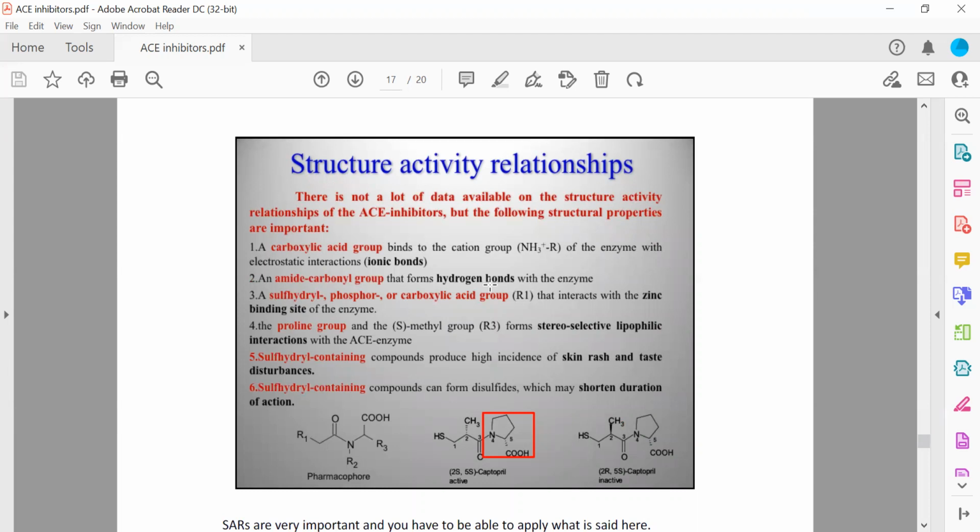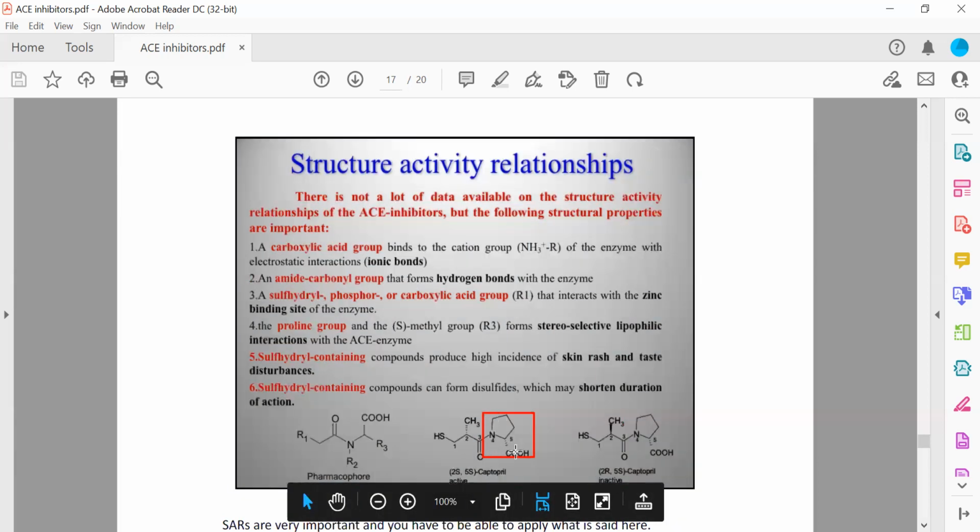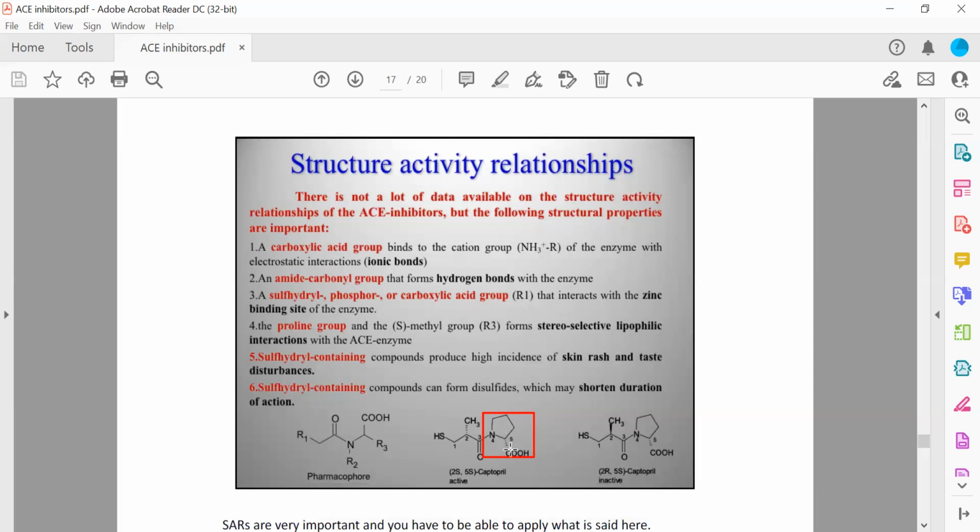I think we've already discussed most of them. Number one, you need a carboxylic acid for ionic bonds. You need the amide carbonyl group for hydrogen bonds, and the sulfhydryl, phosphor, or carboxylic acid groups to interact with the zinc binding area. You need the proline group. So the proline group is this group over here. That proline group is specifically included so that the drugs are stereoselective, so that you can get the carboxylic acid in its S form.